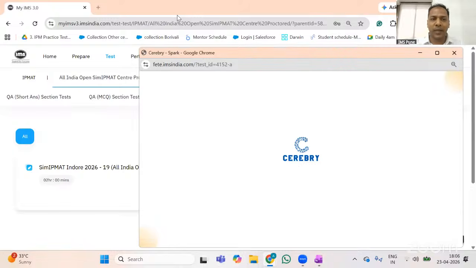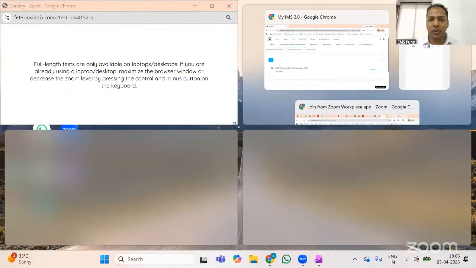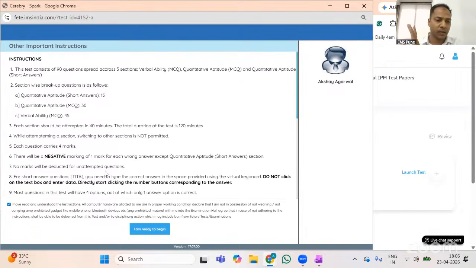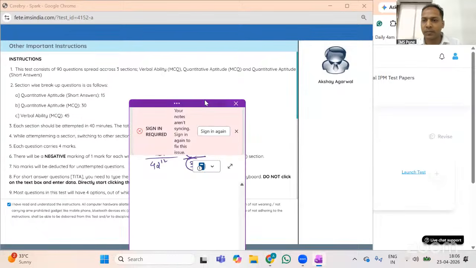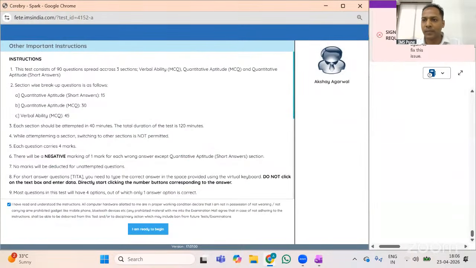Before we begin the test, if there's any question, you can post that. Maybe someone from the IMS team would be able to help you out. I'm just seeing how much of the window I will be able to fit this test in. Yeah, that's how we'll proceed with the session. Just one moment. I'll fix this in this much of the space, and the remaining part is this. I hope this works properly.